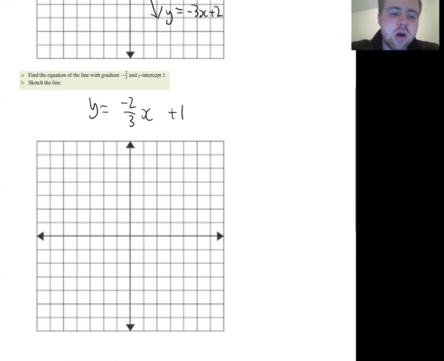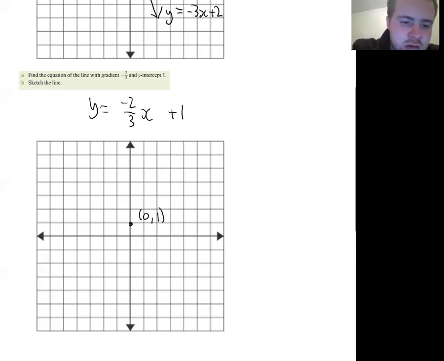Okay, so the first point we're going to plot is the y-intercept. So we put a point here, and it's going to be (0, 1). Now, our second point is going to be a little trickier because we have this fraction as our gradient. Every time we go across 1, we're going to go down 2/3. Which means that if we go across 2, we're going to go down 4/3. If we go across 3, we're going to go down 6/3, which is 2. So basically, I'm going to go across 3 and then down 2, and that will give us our next point.